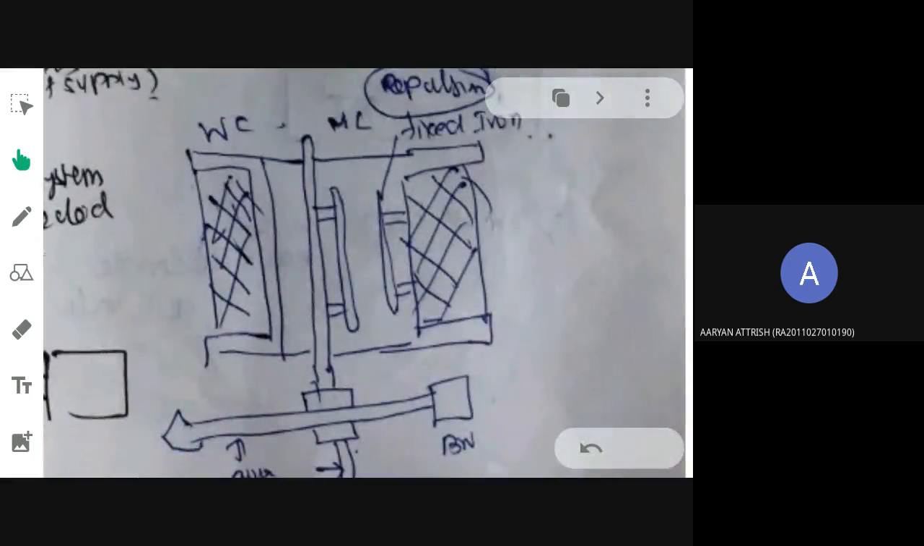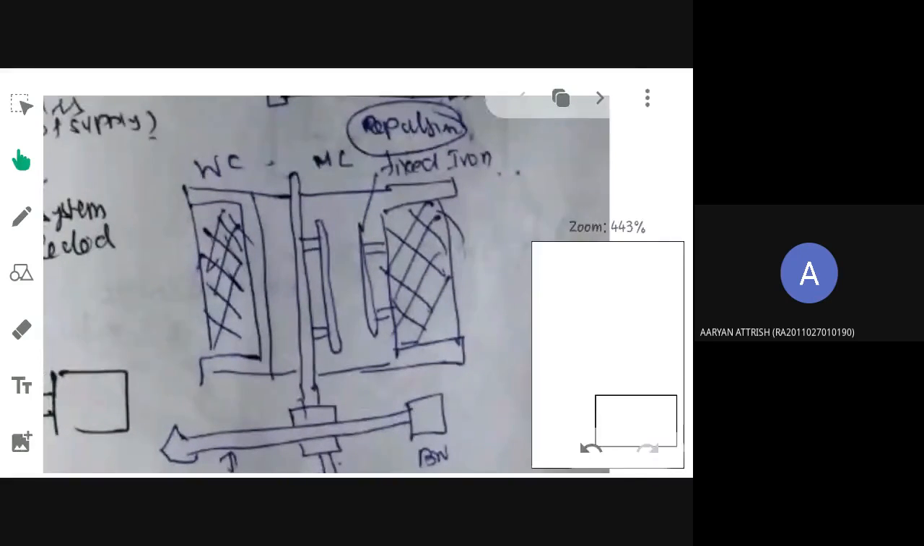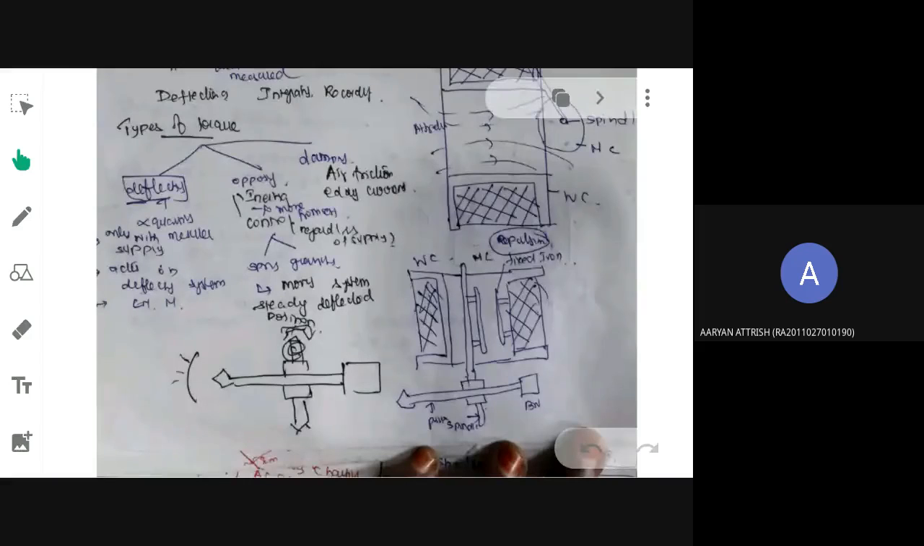So this is moving iron, attraction and repulsion. Both are capable of measuring AC as well as DC, but preferably they are meant for measuring AC. Okay. Next you need to know how the MC instruments work. So we'll discuss that.